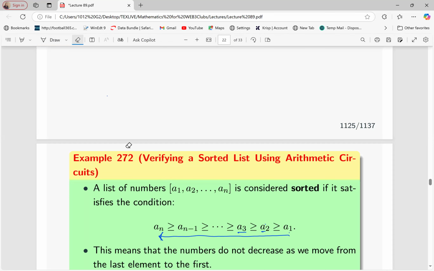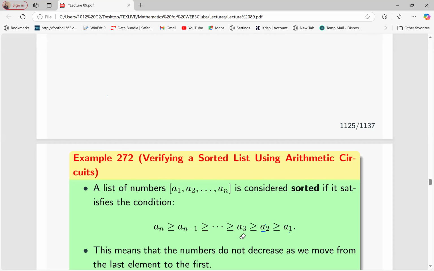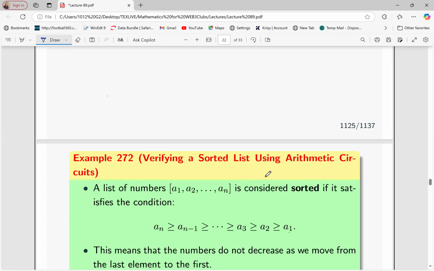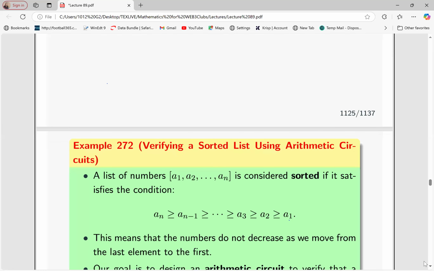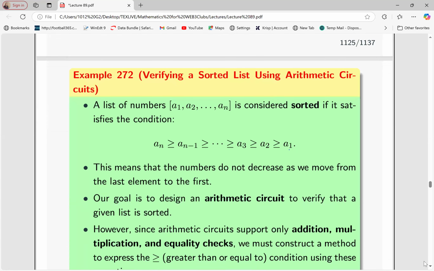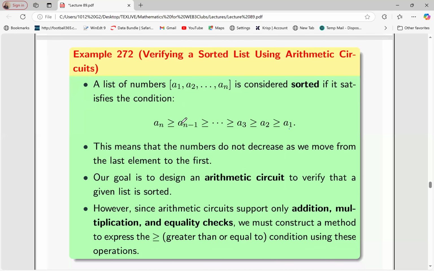But now, how do you tell if your list is sorted? That is what we want to be focusing on. How do you tell that the list is sorted? So therefore, what is our goal? Our goal is to come up with the arithmetic circuit that would verify that a given list is sorted. That is our goal. Can we come up with an equation that will be telling us that this list is well arranged?